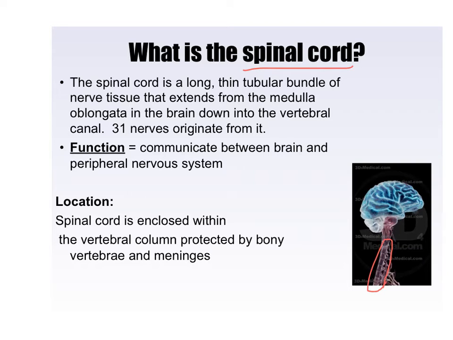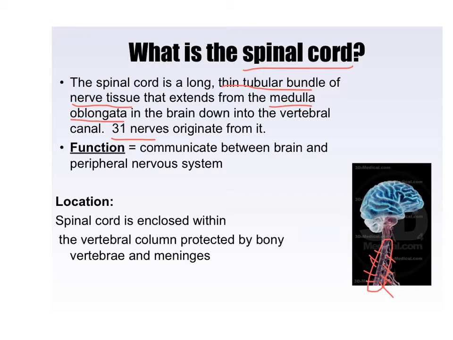It is a long, thin, tubular bundle of nerve tissue that extends from the lowest part of the brain, which is called the medulla oblongata, and it goes all the way down the vertebral canal. 31 spinal nerves branch off from the spinal cord to form your peripheral nervous system. So its function is pretty obvious.